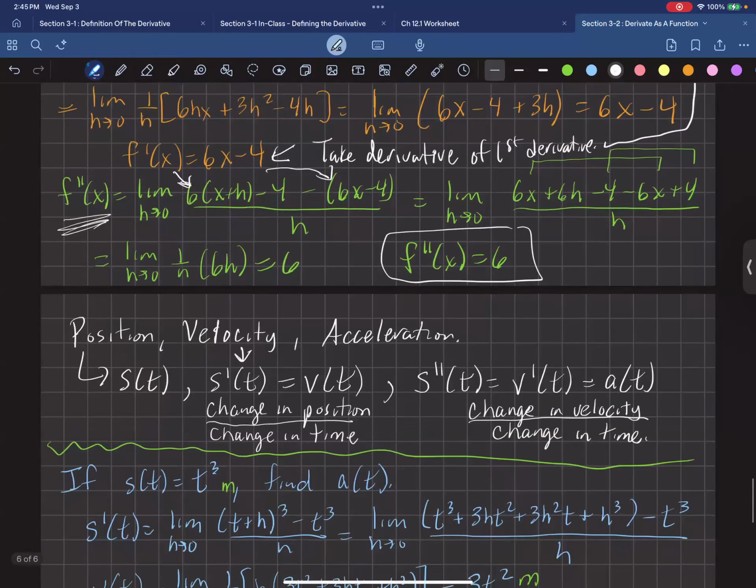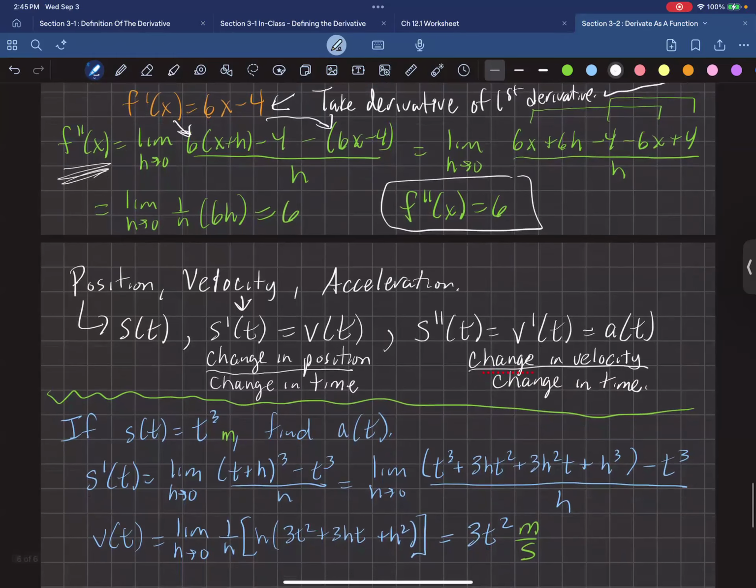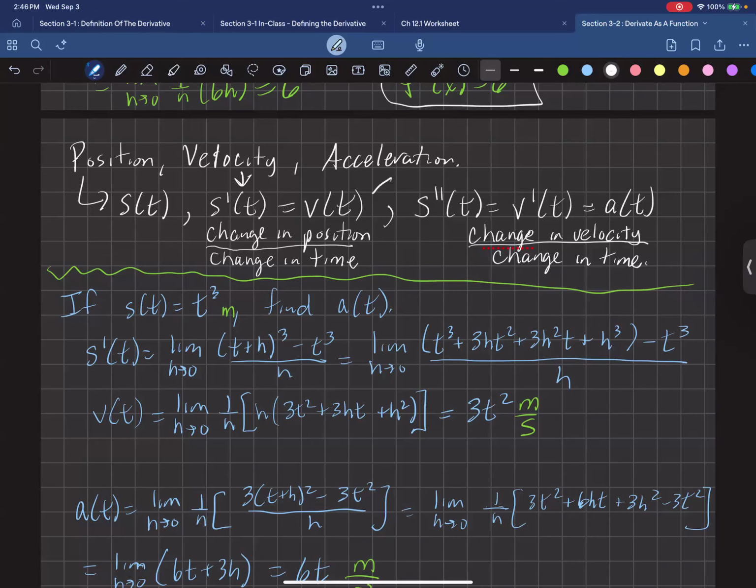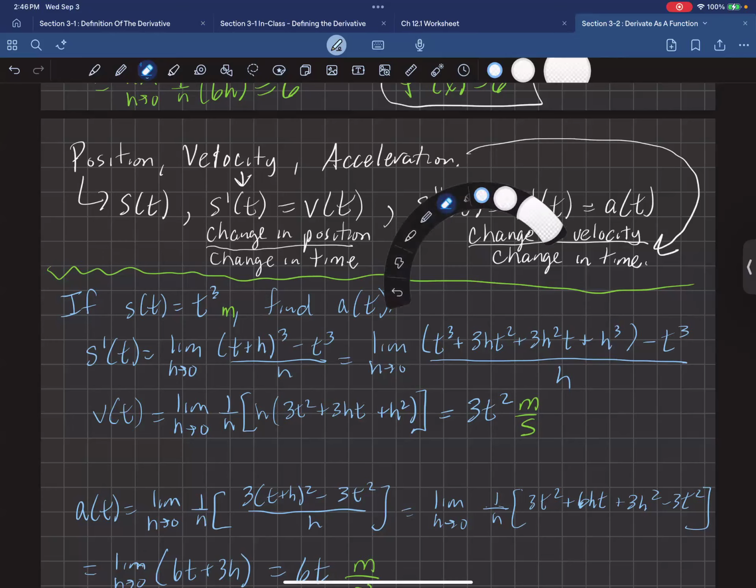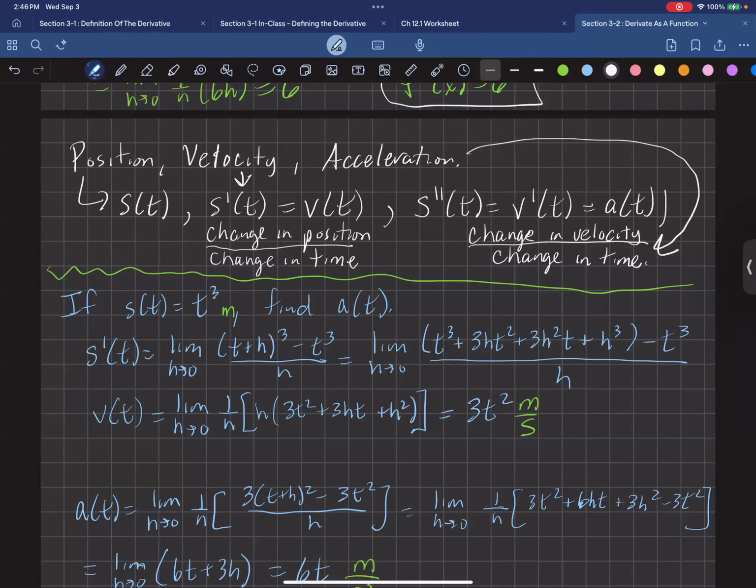Where this shows up as an example in real life is position, velocity, and acceleration. The position function is s of t. We've used that before. The velocity is a change in position over a change in time, so it's the first derivative of s. And then acceleration is a change in velocity over a change in time, which gives us the derivative of v, but the derivative of v is the second derivative of s.